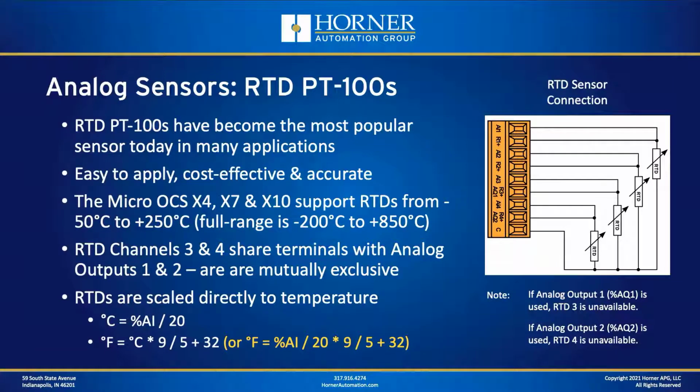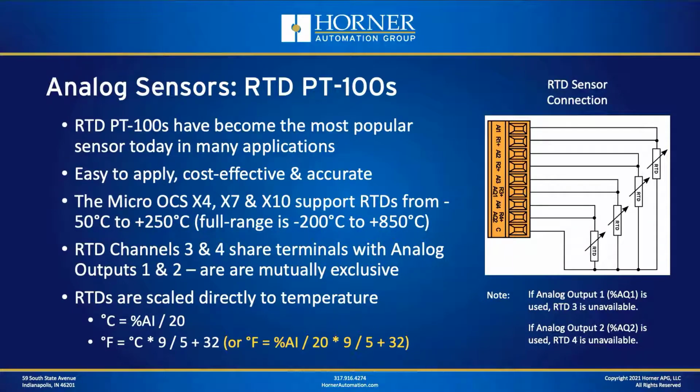Now, as I mentioned earlier in our summary of the Micro OCS capabilities, the X4, X7, and X10 models support RTD PT100 sensors in addition to the 4 to 20 milliamp support. And I'm showing the diagram on the right-hand side there. Now, the range that we support is -50 to +200 C, great for applications like building automation or other environmental type temperature ranges, and plenty of other applications as well.